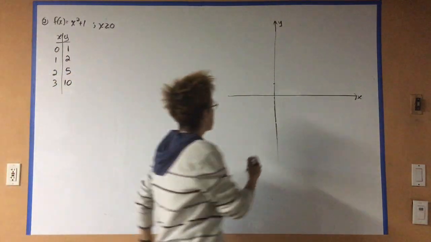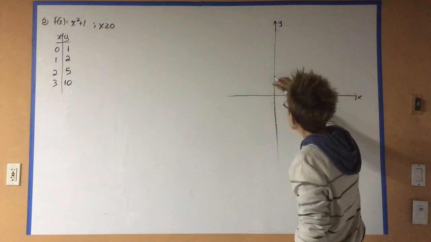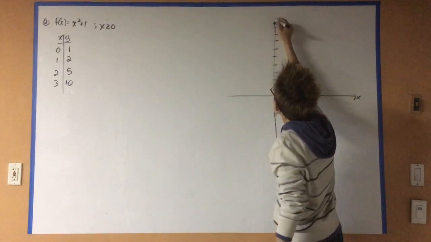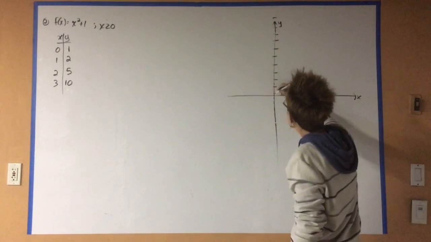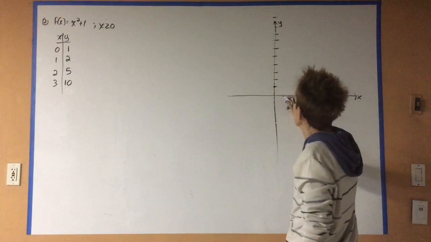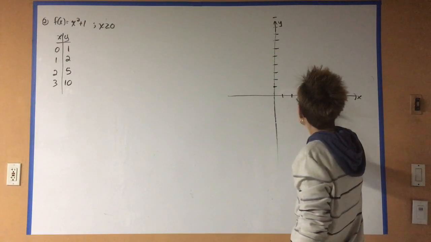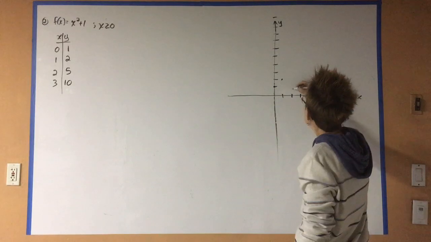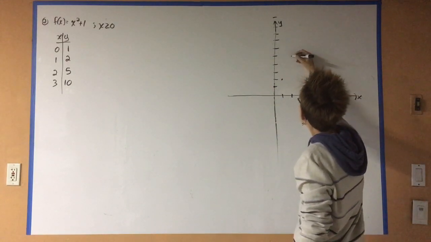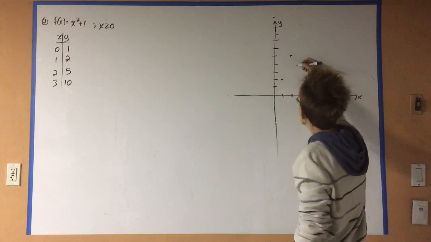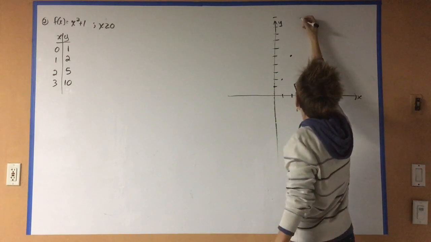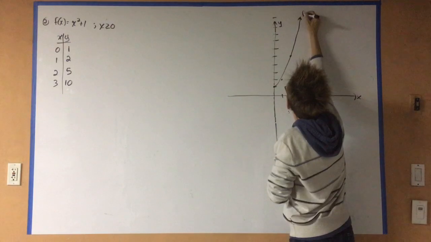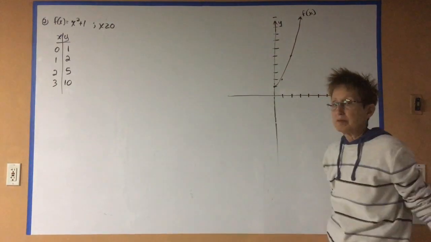Those are my ordered pairs. So 0, 1, I've got to get up to 10. 2, 3, 4, 5, 6. So 0, 1 is right there. 1, 2. I've got 2, 5. And I got 3, 10. So it's just the right-hand side of that base parabola moved up 1.